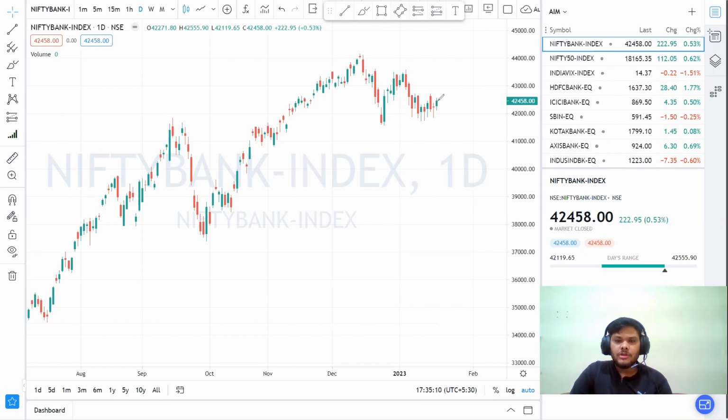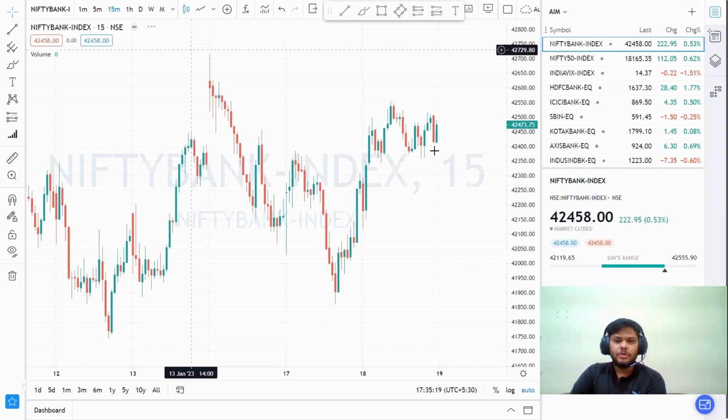So if tomorrow the market closes above 42,500 or 550 by opening gap up or opening flat, then you can take a trade for buying, and we can set our target around 42,772, round level 43,000.